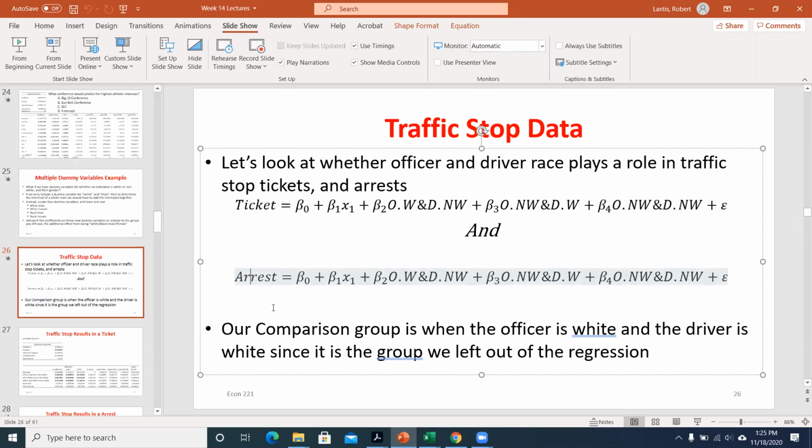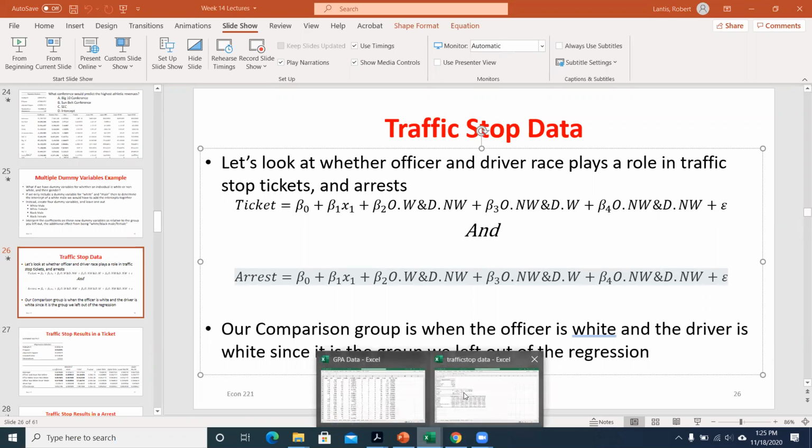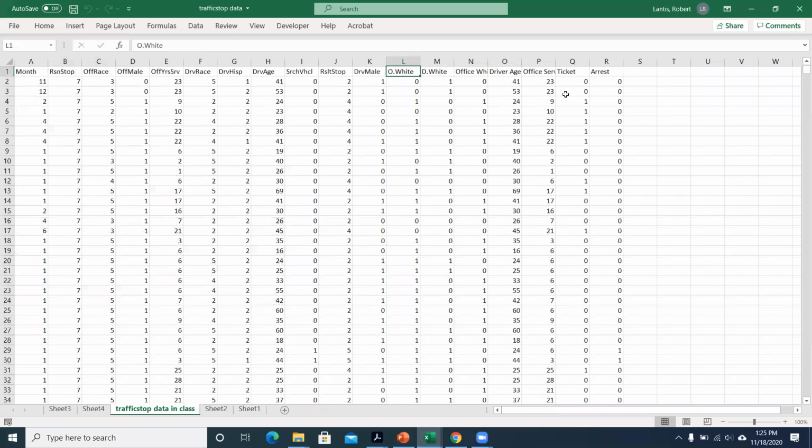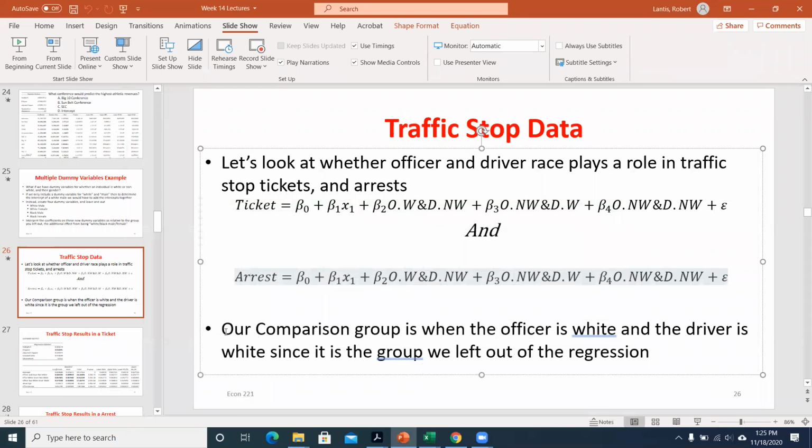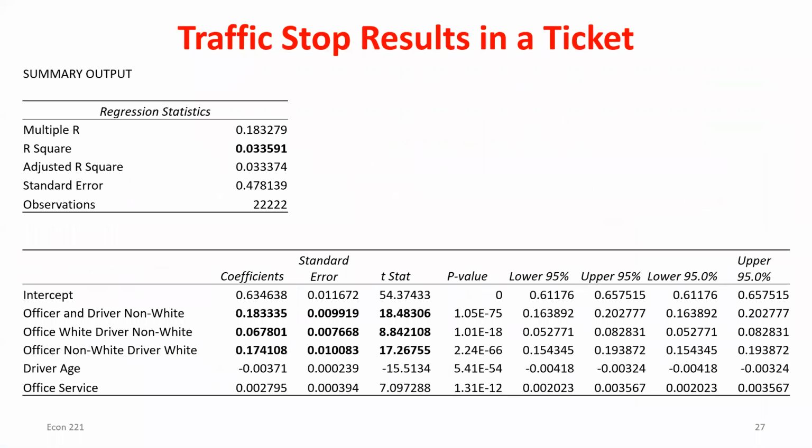I then also had that additional variable in the data set, which was a 1 if they were arrested and 0 if not. So we can look at different dimensions of possible discrimination. Even if we don't see differences in the amount of tickets issued, if we see a difference in the amount of arrests, well, that's even more alarming. So I ran both of these regressions, and we'll look at this here.